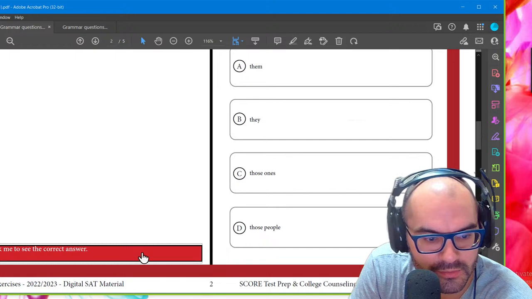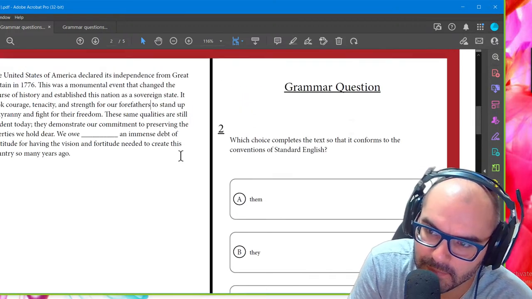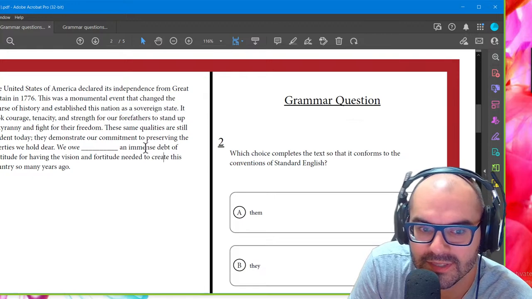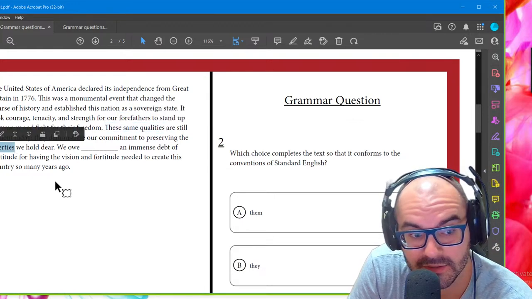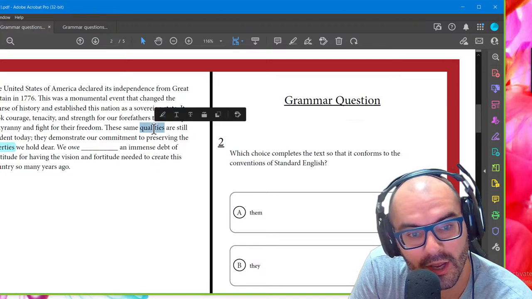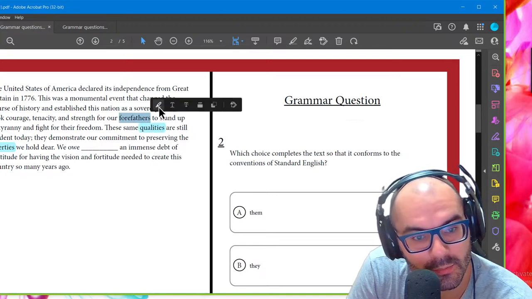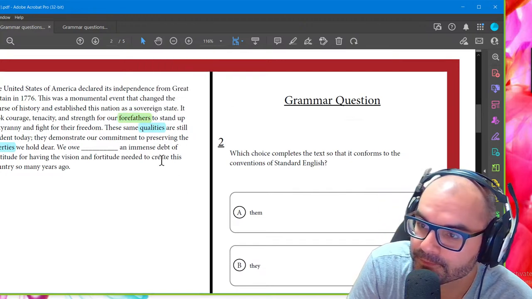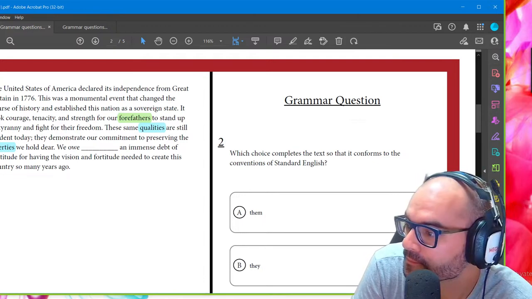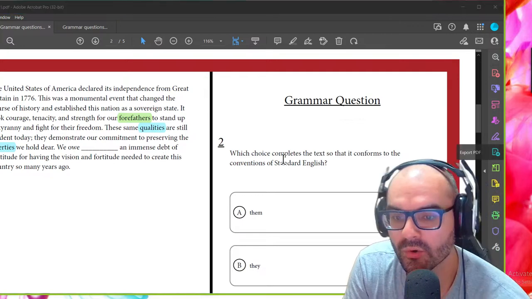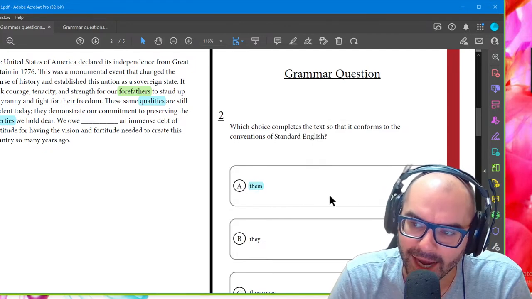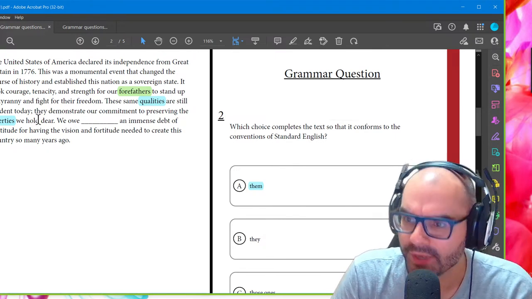I might actually want to go with those people because by specifically saying people, I'm going to have it clear 100% that we're talking about the people, the forefathers, not these same qualities or liberties. So if I put them here, it could create some ambiguity because I've got this plural word, I've got this plural word, and what I really want is to refer back to this one, forefathers. Does that make sense? And I saw some errors on that one. Yep. Okay. Well, so just be careful that if you're just going to use them, generally speaking in English, it's going to refer back to the previous plural noun.